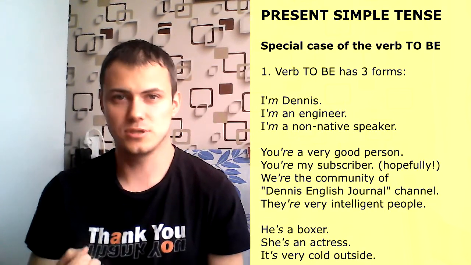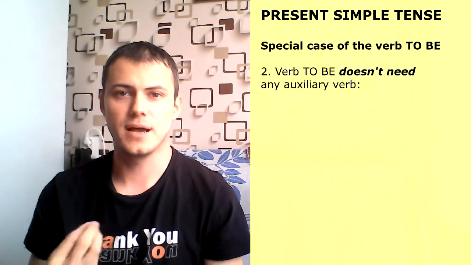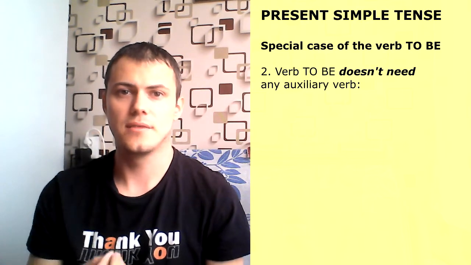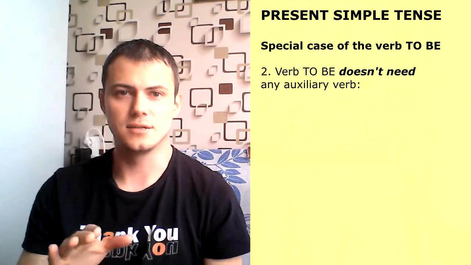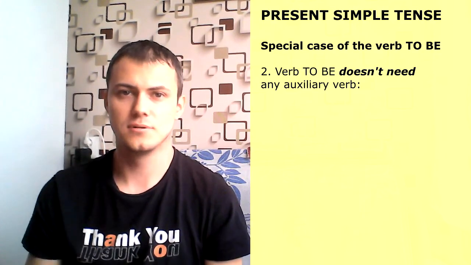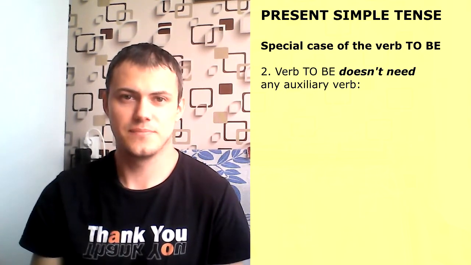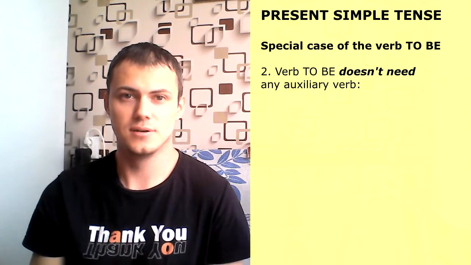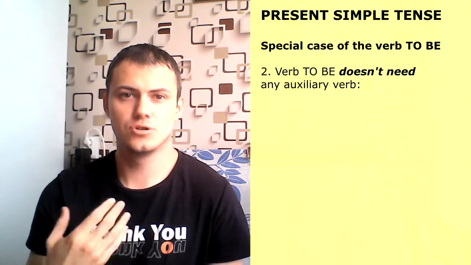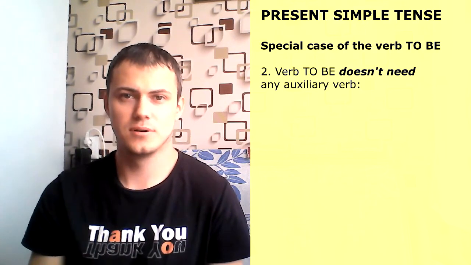It's very cold outside. The second feature of the verb to be in the present simple tense is that the verb to be is a very strong verb. It doesn't need any auxiliary verb. So, in the negative sentences in the present simple tense, in which the verb to be is a main verb of the sentence, we should just add not after the verb to be.